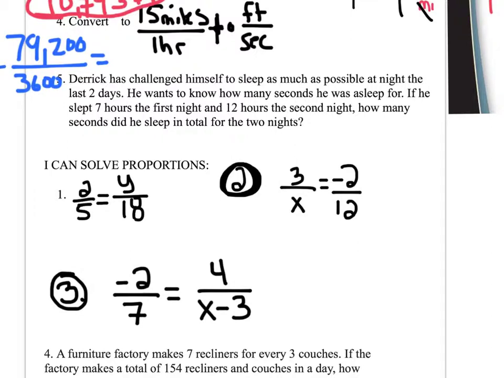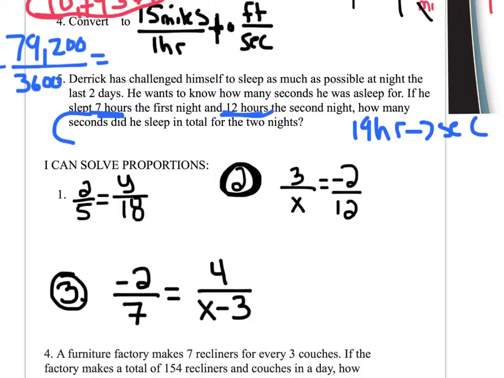days. He wants to know how many seconds he was asleep for. If he slept for 7 hours the first night and 12 hours the second night, how many seconds did he sleep in total for the 2 nights? So there's 2 ways to do this. I can either convert 7 hours to seconds and 12 hours to seconds and add those together, or I could just add the hours up, right, and get 19 hours and convert that to seconds.